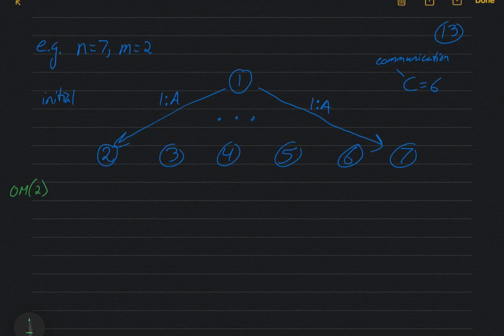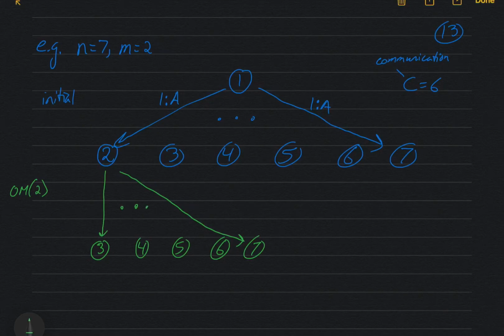So Lieutenant 2 receives a value, and it's going to implement OM(2), which means that it's going to send messages to Lieutenants 3, 4, 5, 6, and 7. I'm squeezing this in a bit so I can fit information on the right. And again, the value that it's sending is going to be the same to each of them. So it's going to prefix its number to the 1 attack, to 1 attack in each of those messages.